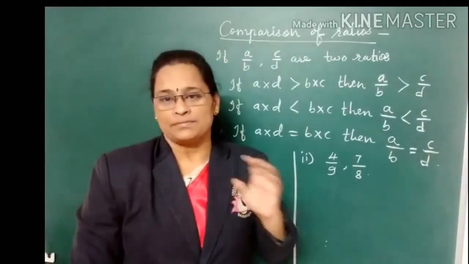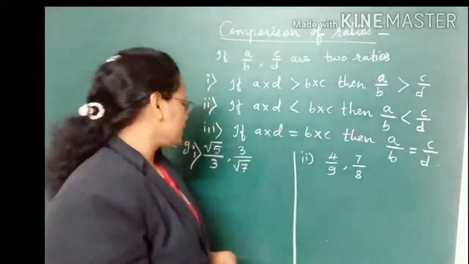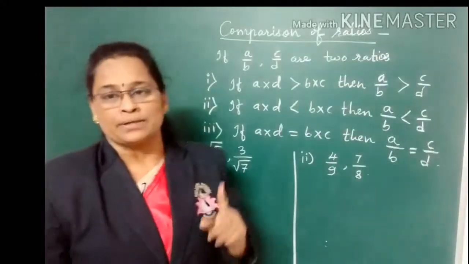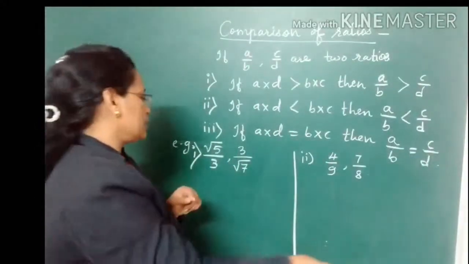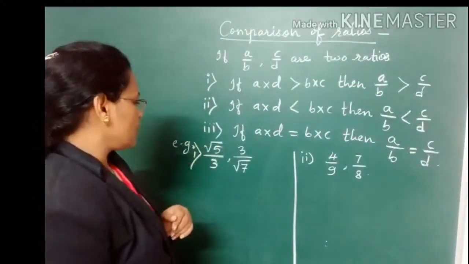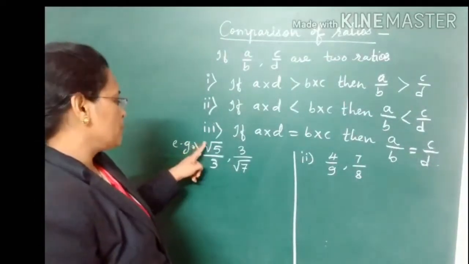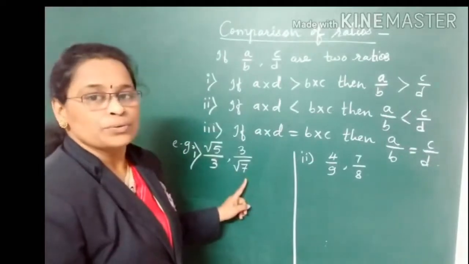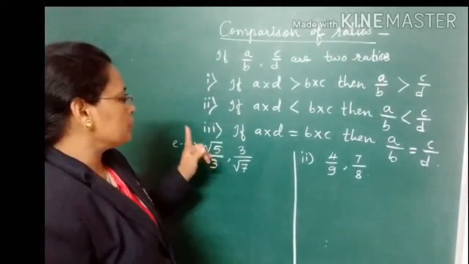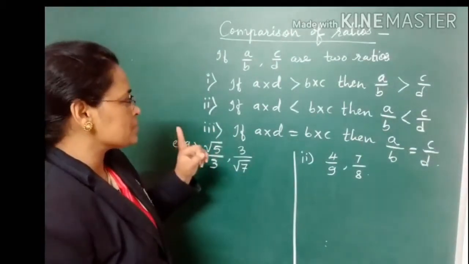Without examples, we cannot understand this. So let's have two examples. Here, first example. See, the numbers are there in the form of surds also. So let's see the ratios. Root 5 is to 3 and 3 is to root 7. How to compare them? For that, what is to be done?